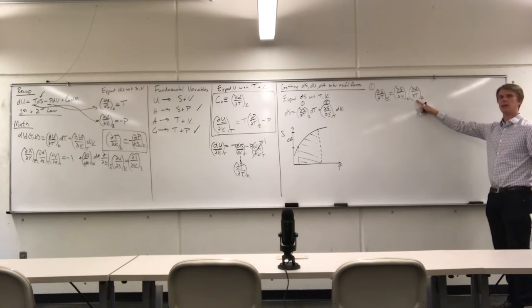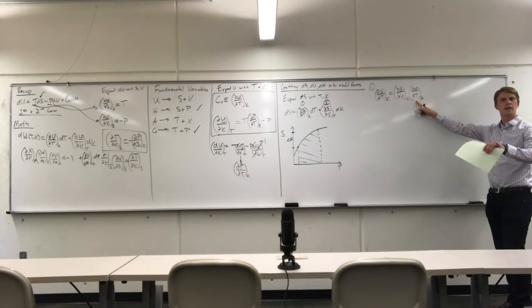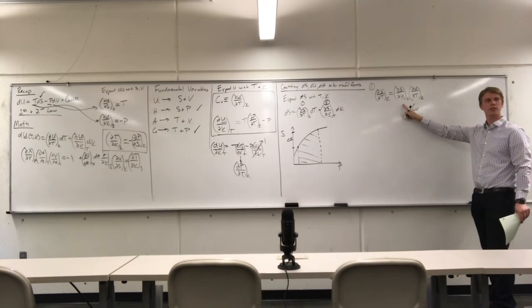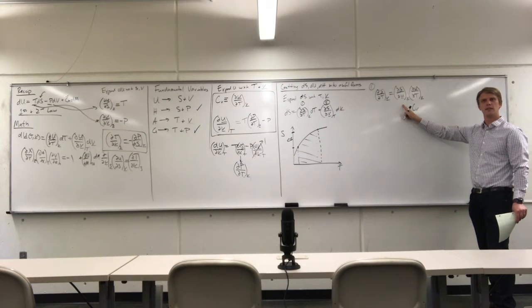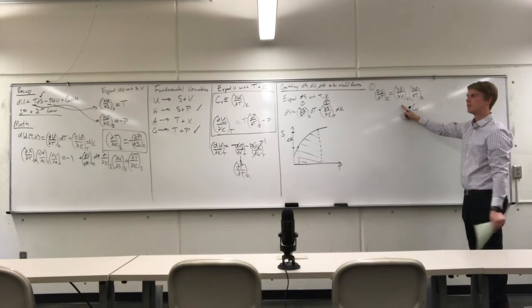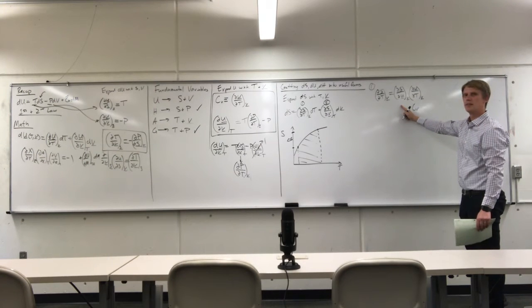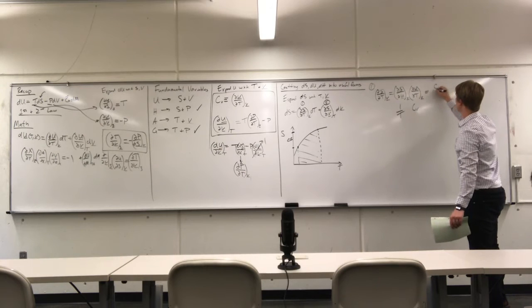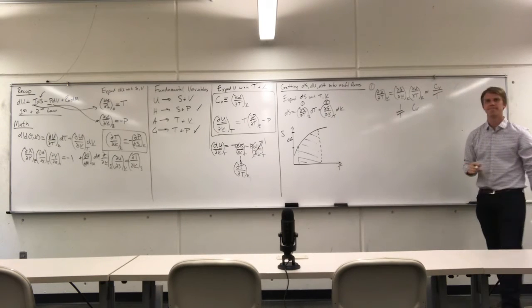Change in internal energy with respect to temperature. What is this? Heat capacity. Sorry, what was that? CV. CV. This is the heat capacity. This one here, this is a thermo identity. What is this one? It's over there on that side of the board. 1 over T. 1 over T. So this term just turns into heat capacity over temperature.